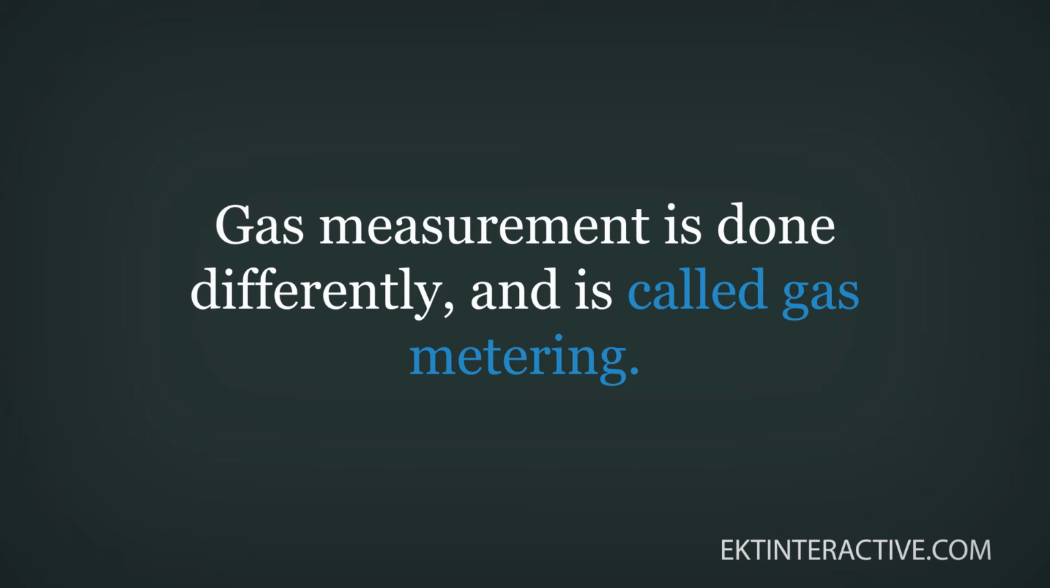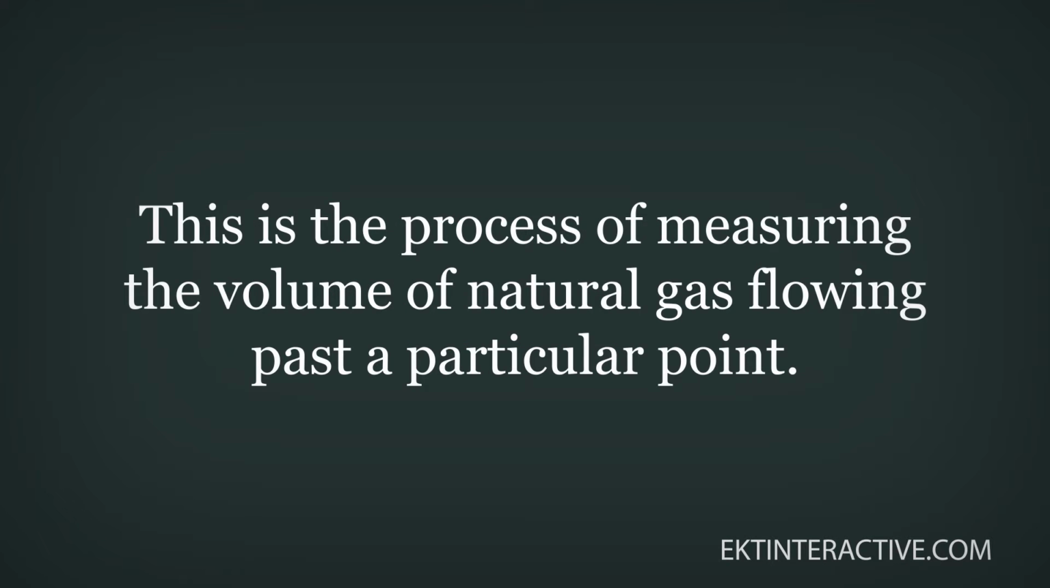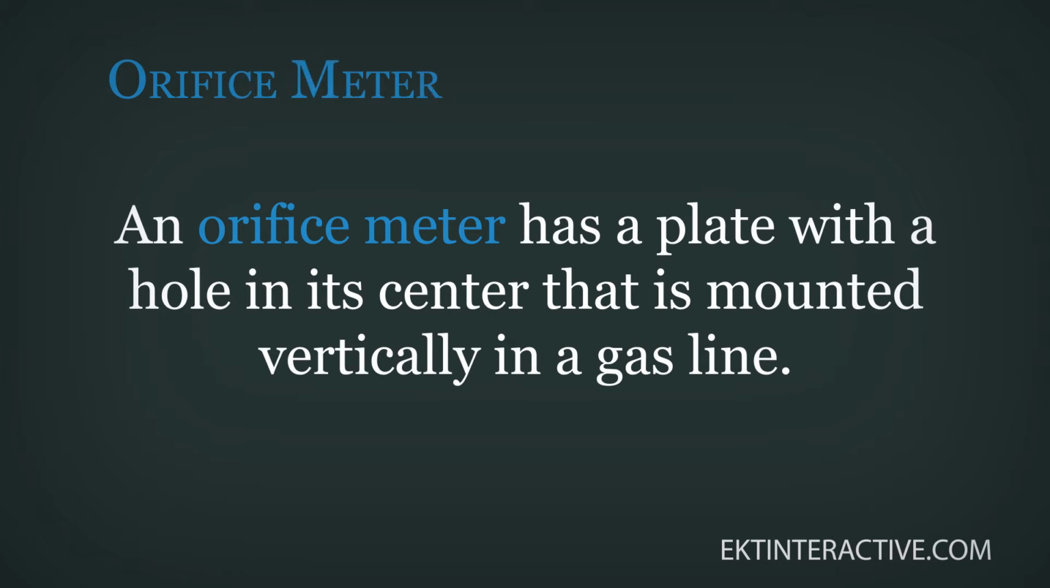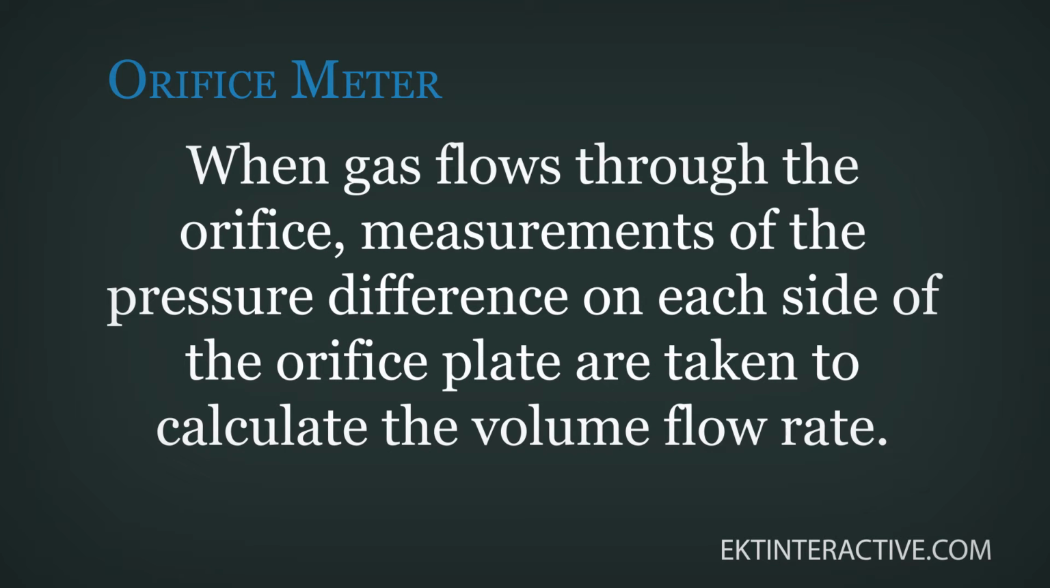Gas measurement is done differently than oil and is called gas metering. This is the process of measuring the volume of natural gas flowing past a particular point. Gas volumes are measured using an orifice meter or a turbine meter. An orifice meter has a plate with a hole in its center that is mounted vertically in a gas line. When gas flows through the orifice, measurements of the pressure difference on each side of the orifice plate are taken to calculate the volume flow rate.